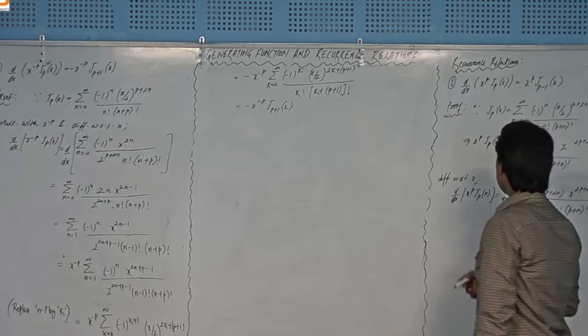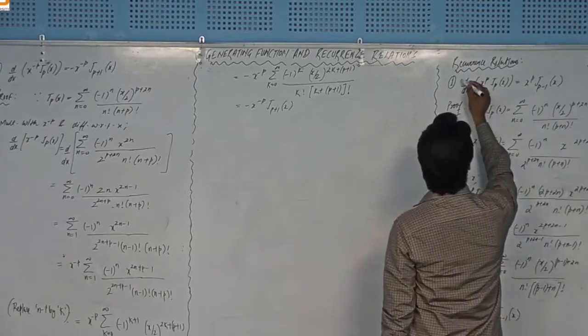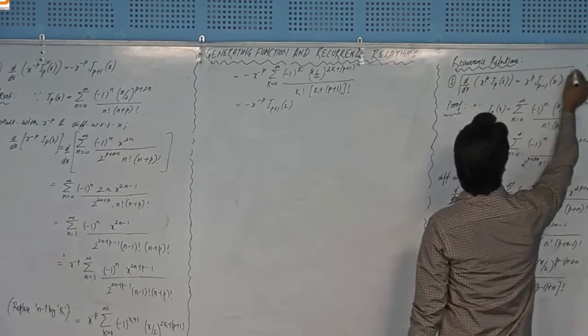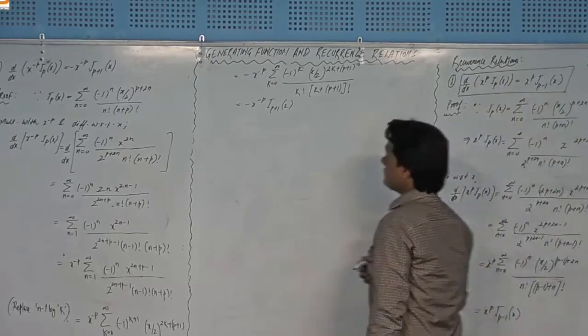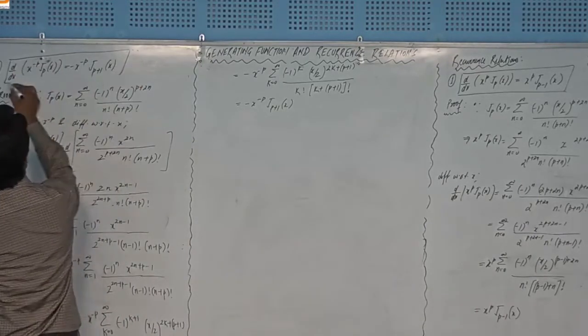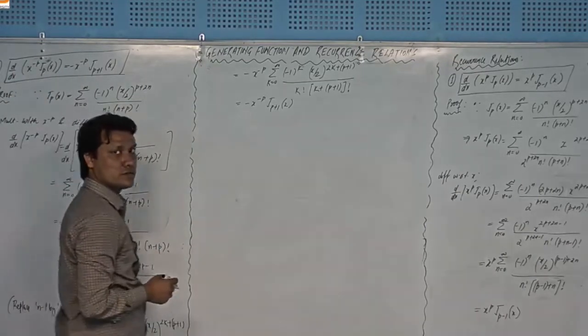So these are the two recurrence relations, right? And these two recurrence relations are called fundamental, right? And by manipulation we can derive other relations also, right? You have to remember these two relations, right?